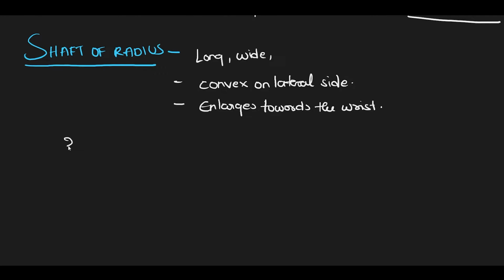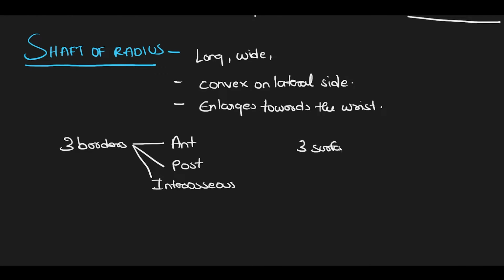So this has three borders. The first one is the anterior border, the posterior border, and the interosseous border. And it has three surfaces: anterior surface, posterior surface, and lateral surface. So what are the three borders? Anterior, posterior, interosseous border. And what are the three surfaces? Anterior, posterior, and lateral surface.